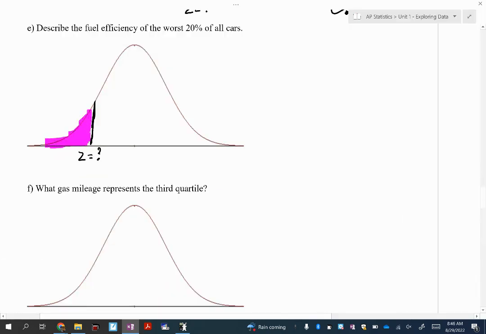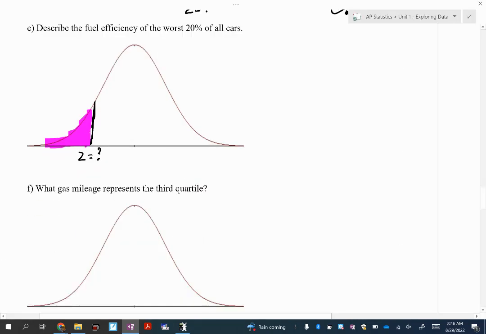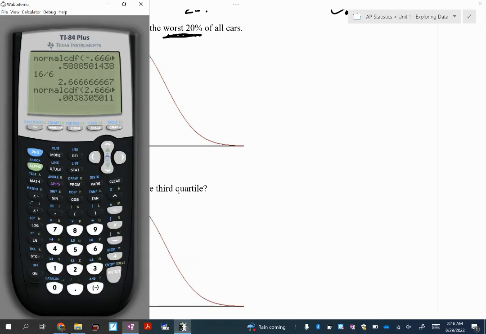So the problem has changed in the sense that instead of them giving us the actual data value that we would look for fuel efficiency, we're going to use the computer to tell us what z-score is associated with the worst 20% of all cars, then use algebra to figure out what that fuel efficiency would actually be for our cars. So I'm going to show you we're going to use a different way. I always used to think of this in high school as going backwards now.